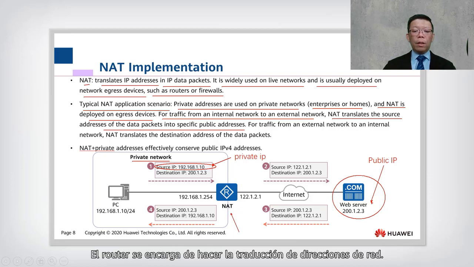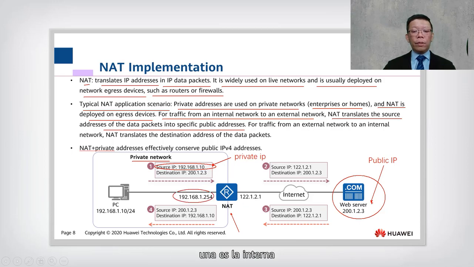So the router will perform the network address translation. You notice that the router has two interfaces, one which is the internal, another one which is the external. If you look carefully here, the source IP, which is 192.168.1.10, is translated to 122.1.2.1.